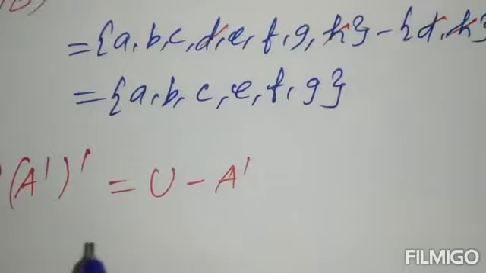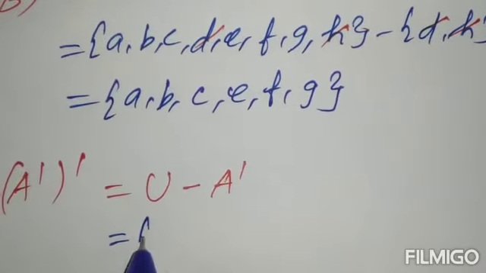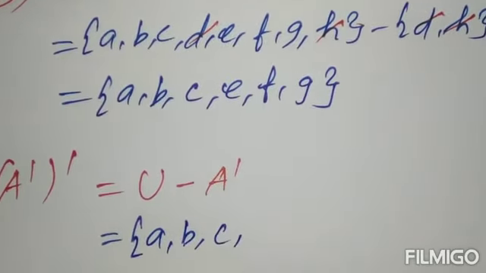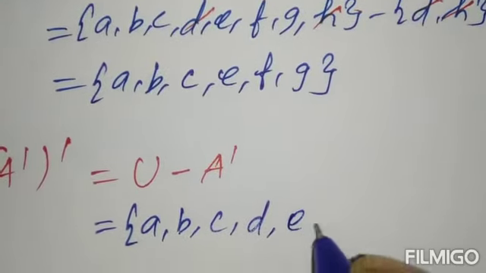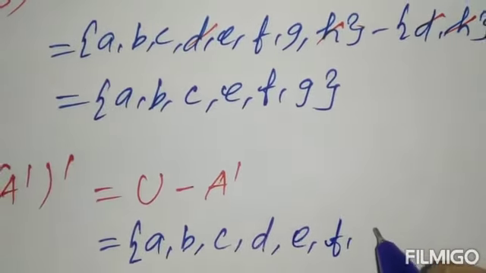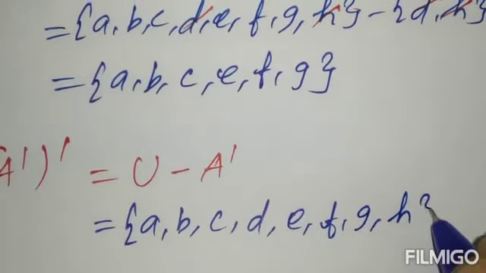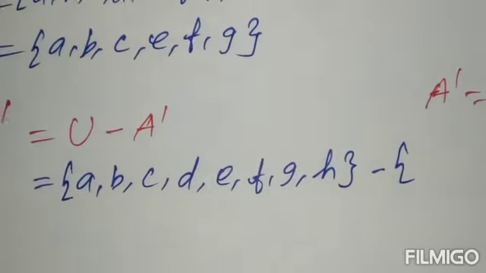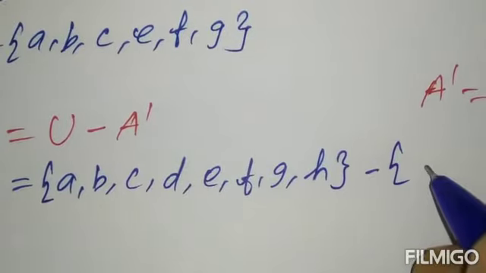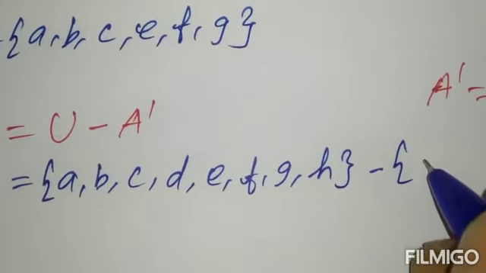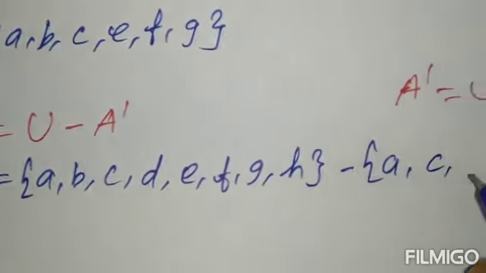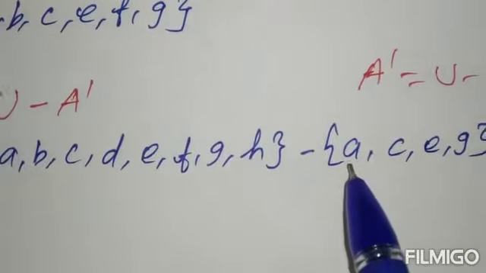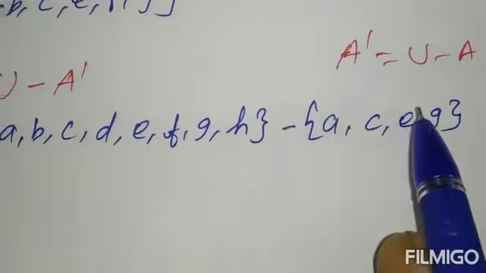Now listing the elements of U: A, B, C, D, E, F, G, H. Then the difference. We have already found the elements of A complement, so now we can apply it: A, C, E, G. The first point, we found A complement, and now we apply its value.